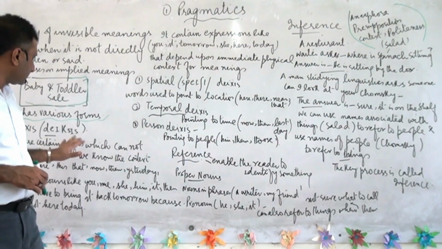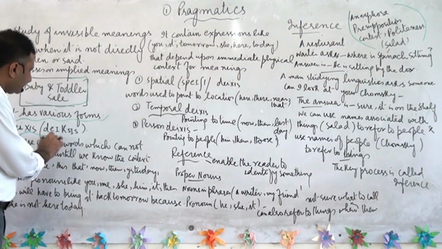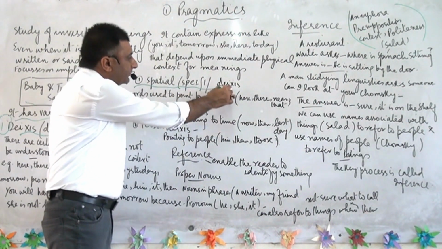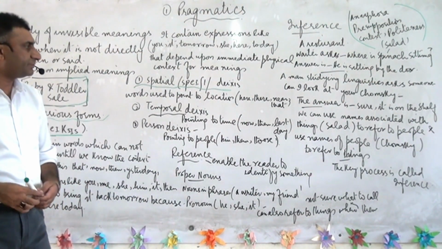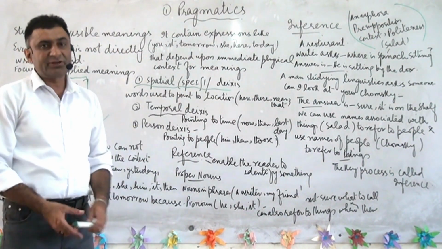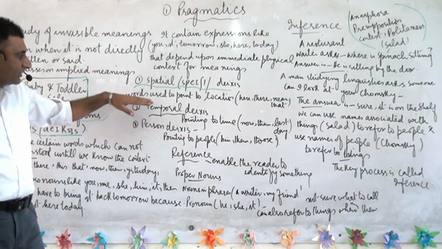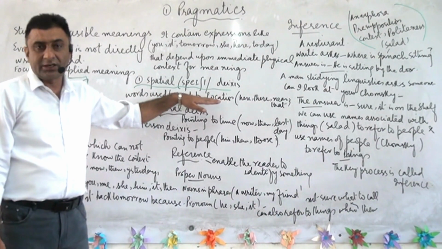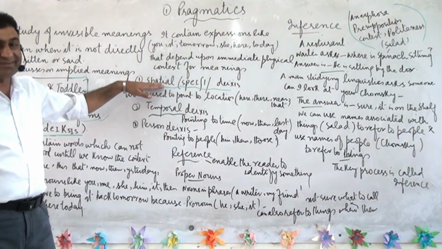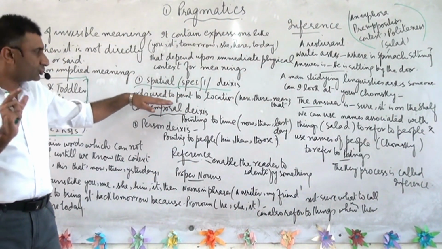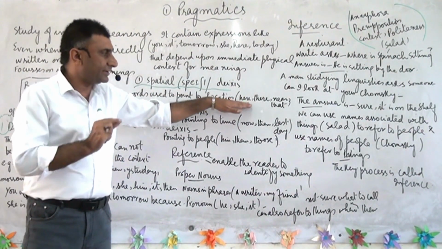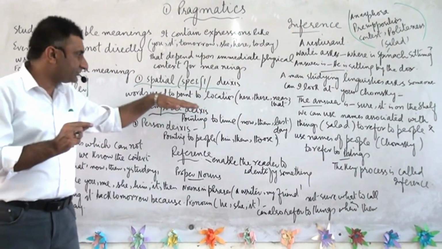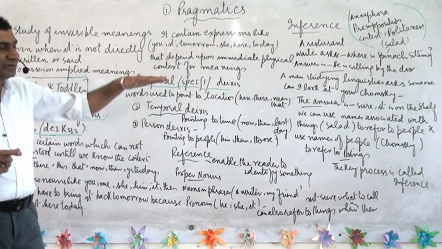Whereas these deixis are concerned, if we divide them into different types, the very first type is called spatial deixis. What is spatial deixis? Words used to point to location. They are called spatial deixis. Words which are used to point to location: here, there, near, that. These are the words which are called spatial deixis.